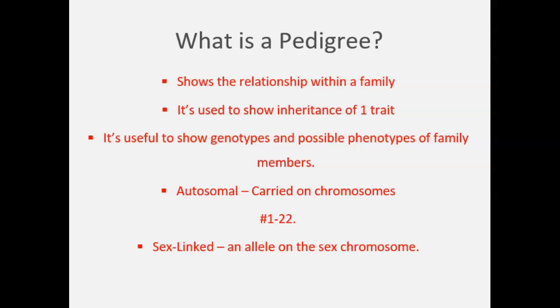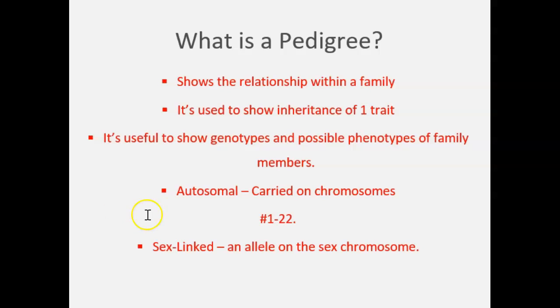We're usually looking at one thing. Sometimes it can be a disease, it can be handedness, it could be whatever the subject of the pedigree is looking at. It's looking at one trait though. It's used to show genotypes and possible phenotypes of family members.